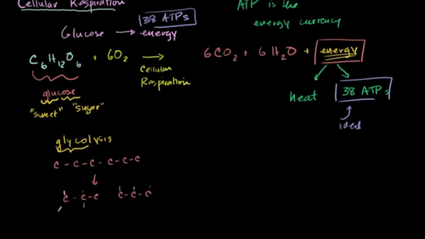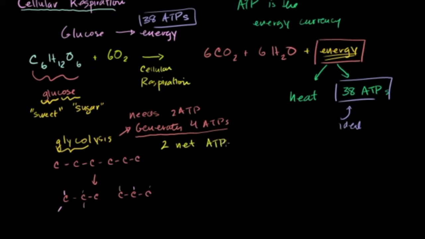But glycolysis by itself needs 2 ATPs, and it generates 4 ATPs. So on a net basis, it generates 2. Let me write this in a different color. It generates 2 net ATPs. So that's the first stage. And this can occur completely in the absence of oxygen. I'll do a whole video on glycolysis in the future.